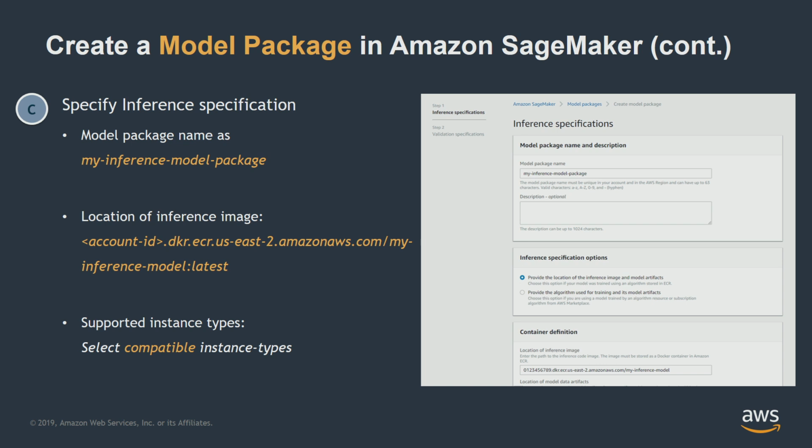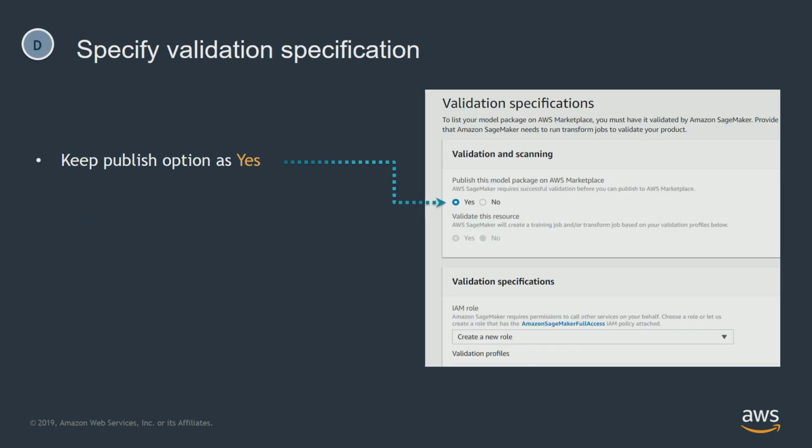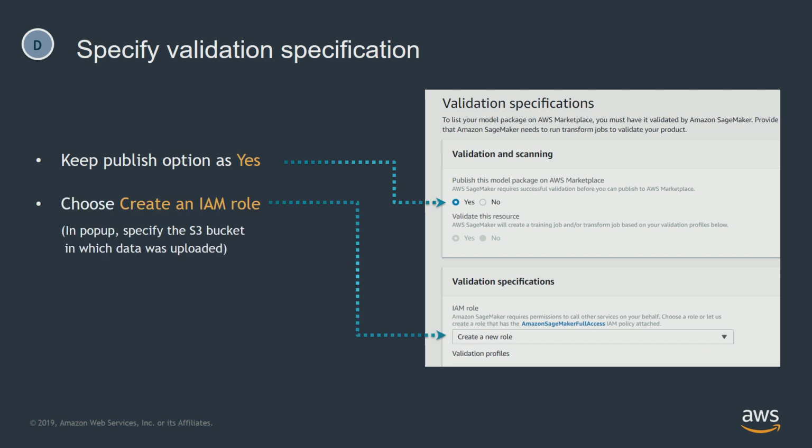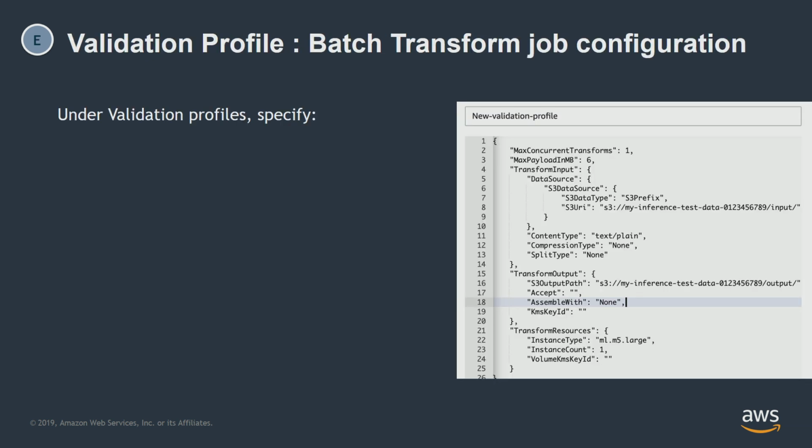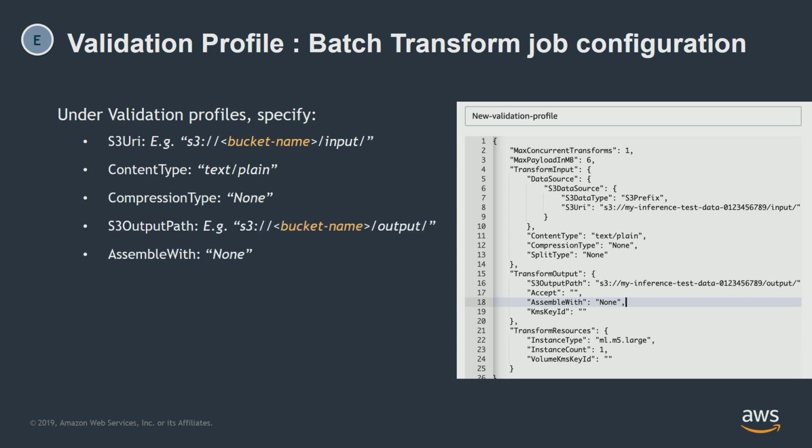So once you have that, we don't have any other artifacts. We'll go ahead and just specify which instance type it's compatible with. On the next page, we'll make sure we keep publish option as yes, and that will make sure we validate this model. And this is where we'll need an IAM role. An IAM role is a role that SageMaker will use to access the data we uploaded to the test buckets. So in the validation profile, we just have to edit the JSON a little bit. So specify where the input data is, where the test data we uploaded is, so the bucket name. We also want to specify where the output should be going to, and then the formats that we are expecting.